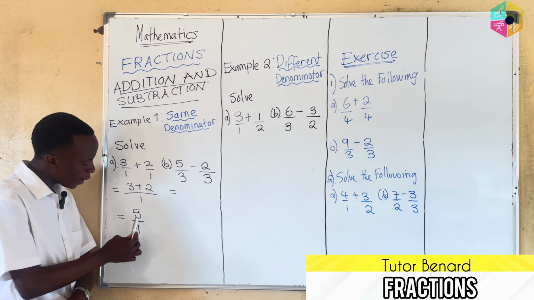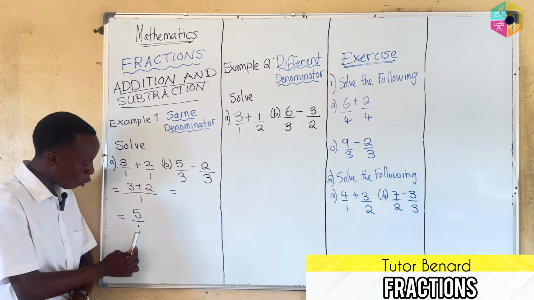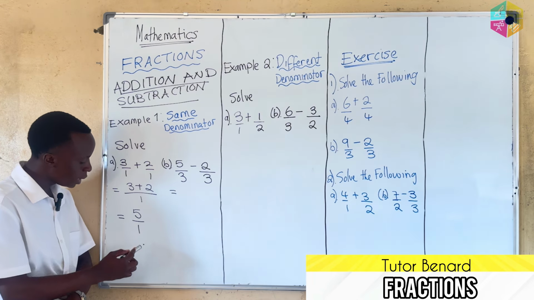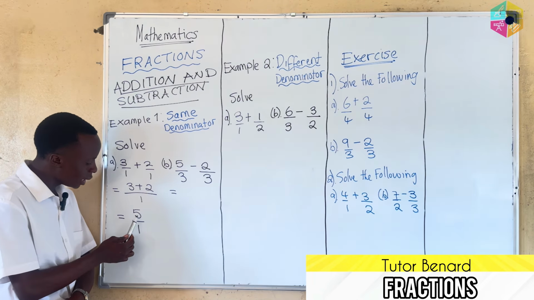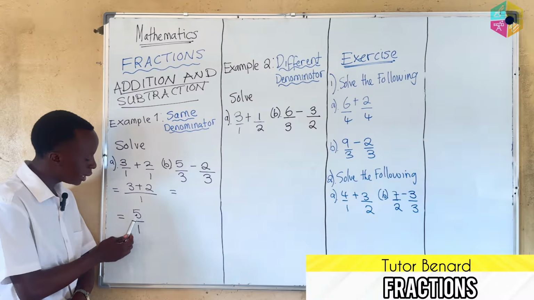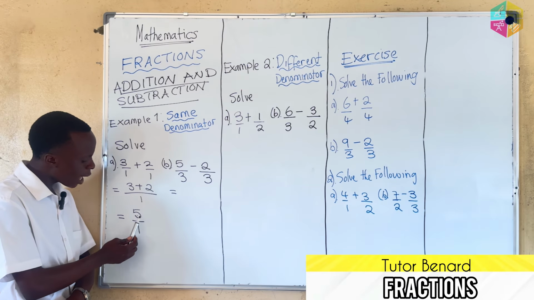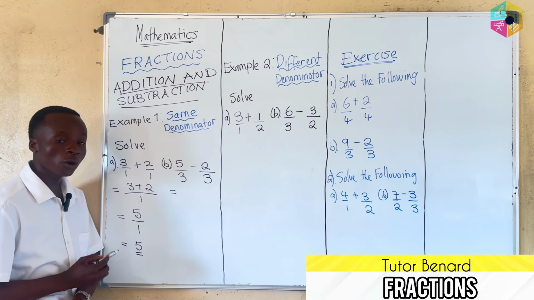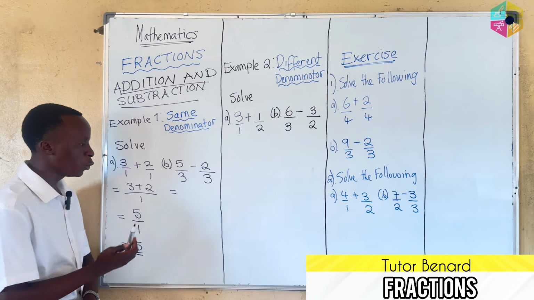So what is 5 divided by 1, or 5 over 1? The over sign here means division. Any number divided by 1 is the same number. So 5 divided by 1 gives us 5 as your answer. Let us move on to B.